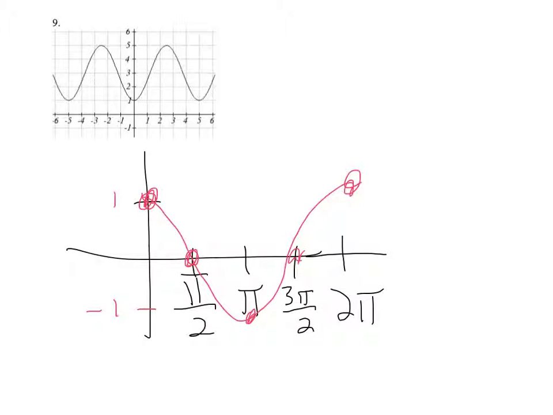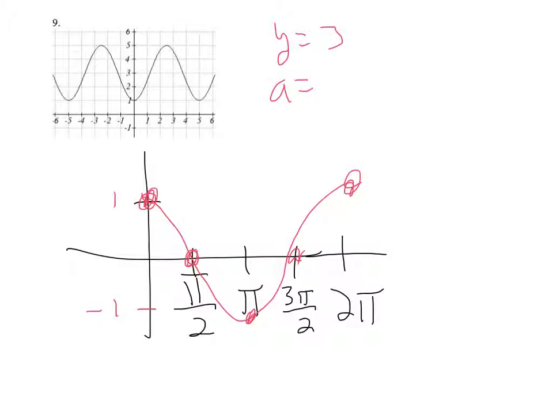Okay. And what's different about this graph is that it's inverted. It's flipped. So I'm going to go with a cosine graph, but I'm going to put a negative in front of it because that does a reflection. So the midline is y equals 3. We said we know A is going to be negative.